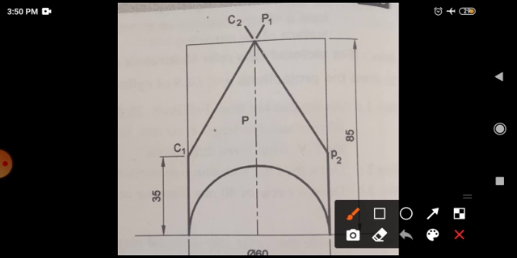Now you can see over here this portion is shown. This is a dark line and this is somewhat faint. What does it actually mean? That means this portion is cut out from this cylinder. So this is the meaning of the dark and faint lines.